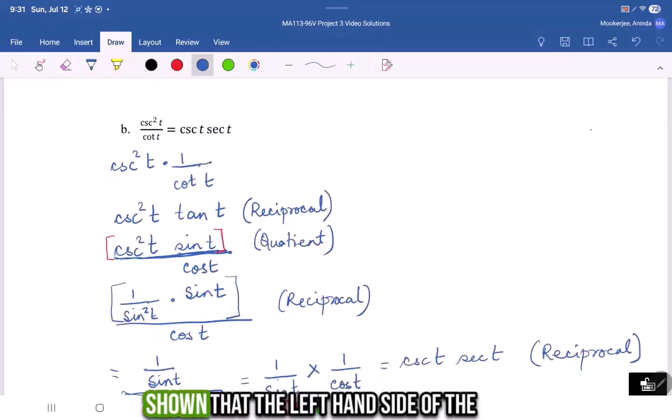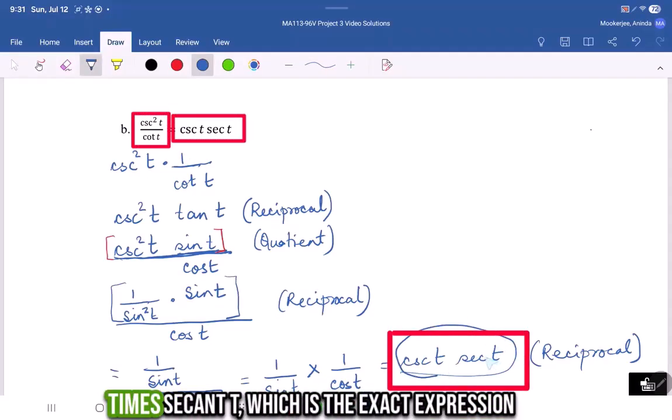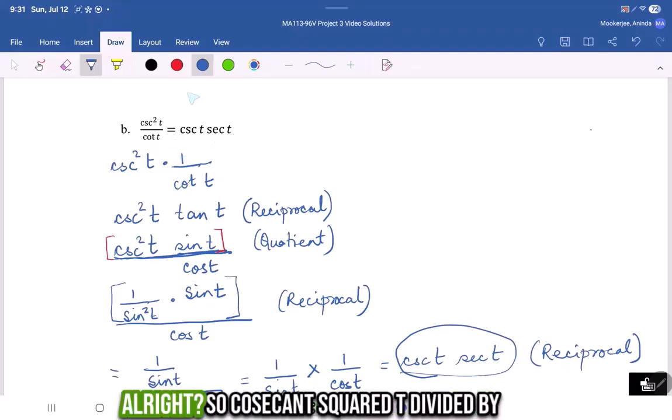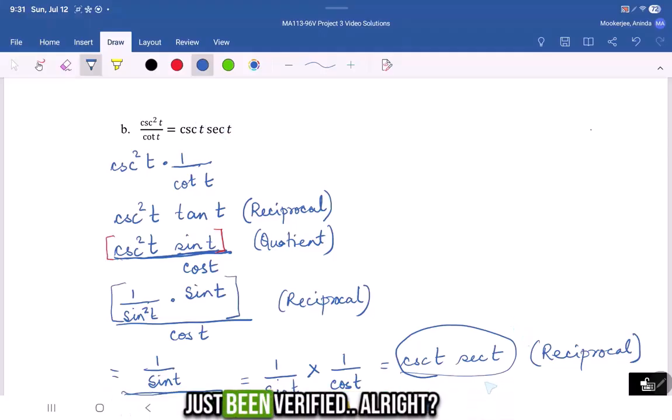And now we've just shown that the left-hand side of the expression can be written as cosecant t times secant t, which is the exact expression we have in the initial identity given to us. All right, so cosecant squared t divided by cot of t equals cosecant t times secant t has just been verified.